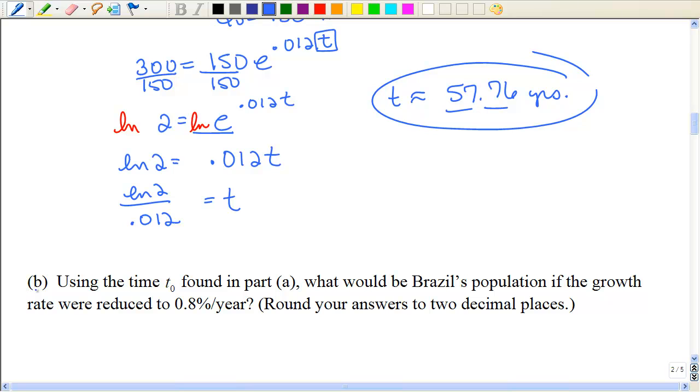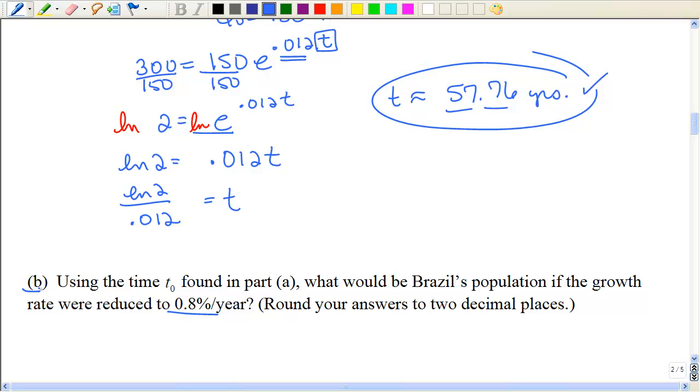This next part, part B, I thought was worded strangely, but I took it straight from the book, straight from the computer. It says, using the time found in part A, what would be Brazil's population if the growth rate were reduced to 0.8% a year? Right, so remember it took us 57.76 years to double if that was using that rate.